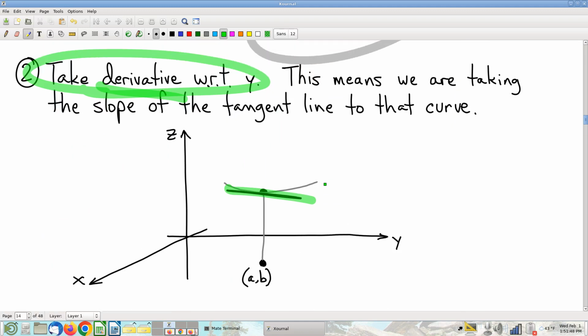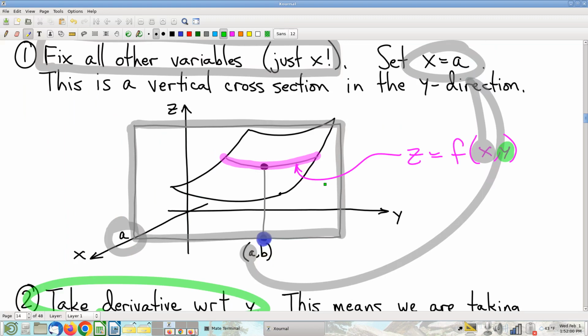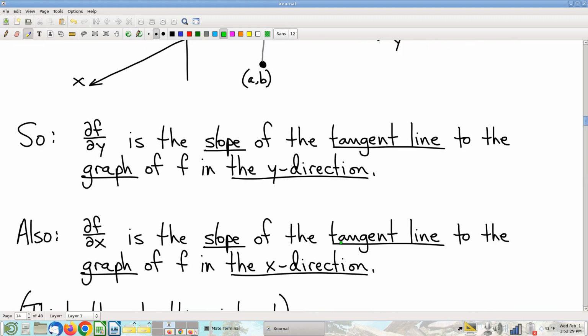So there you are. That's the interpretation of the partial derivative with respect to y. It's the slope of this tangent line to that curve. That curve being the cross-section perpendicular to the x-axis of my original graph. And let me say that a little bit differently. Notice a cross-section perpendicular to the x-axis is also a cross-section, you might say, in the y direction. Right? If you're fixing a constant value of x, then that plane kind of points in the y direction.